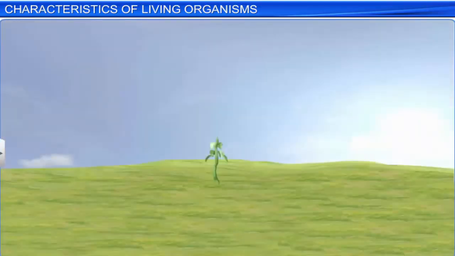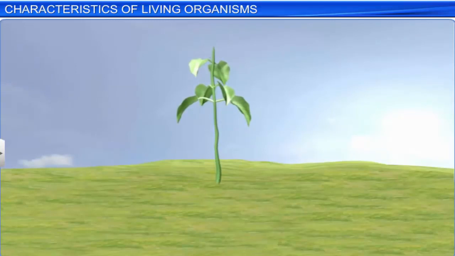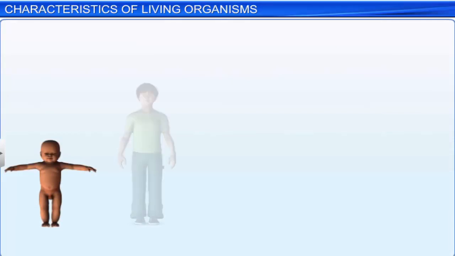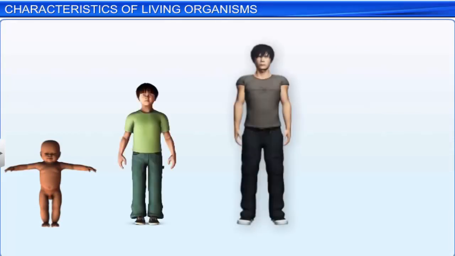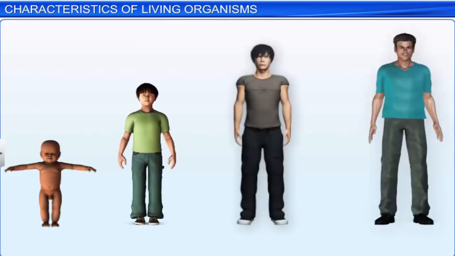Interestingly, plants grow through cell division throughout their lifespan, while animals, including humans, grow up to a certain age. After that, cell division occurs only when the body has to replace lost cells in certain tissues.